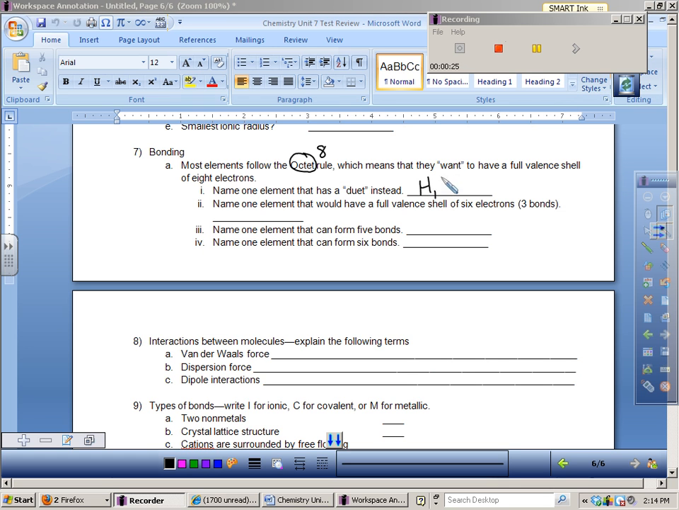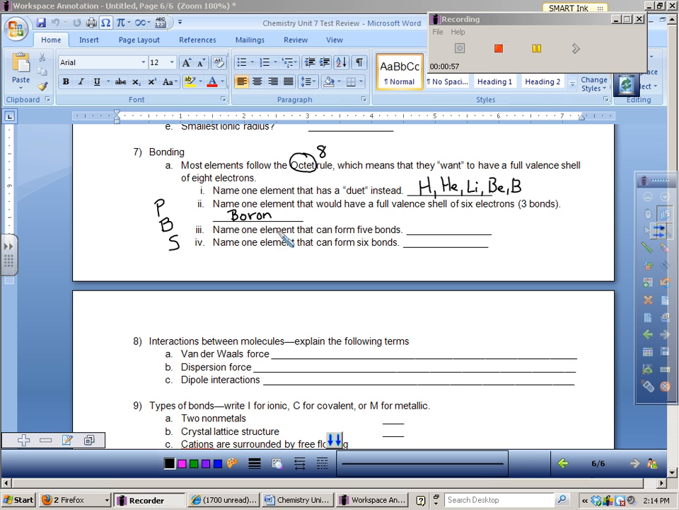You could also go here after helium: lithium, beryllium, or boron. All of those are going to be ones that would go after a duet instead. Name an element that would have a full valence shell of 6 electrons. Here we're talking about P, B, S. Okay, those were our 3 exceptions we said that could violate the octet rule. The one that creates 3 bonds, having a valence shell of 6, is going to be the B, boron.